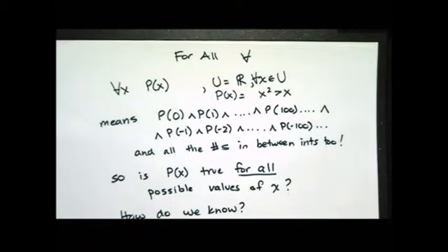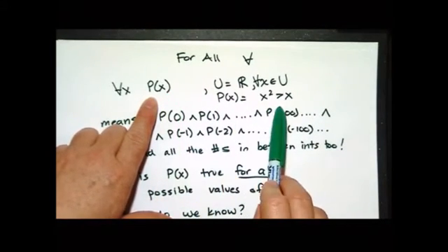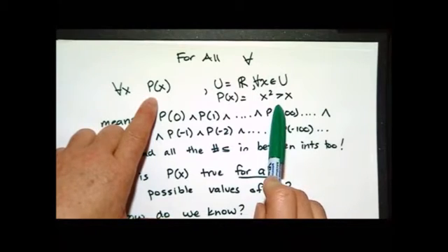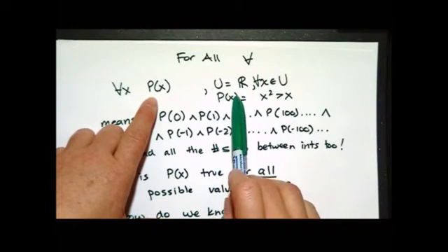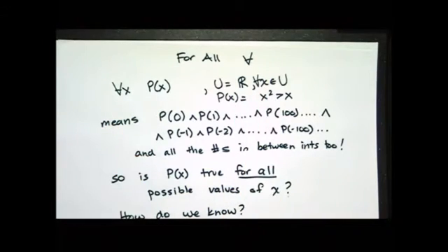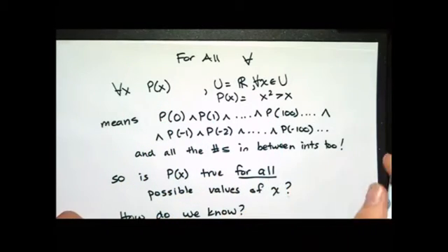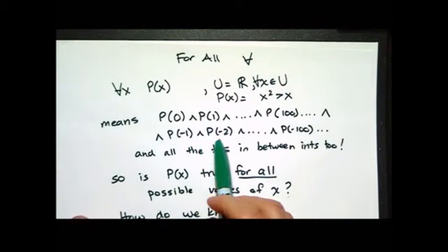So if I have, for all x, p of x, and let's say p of x is one that we've already looked at, x squared greater than x, the universe of discourse we're looking at is the real numbers, so all the x's are in the real numbers. What this actually means, this is shorthand for writing p of 0 and p of 1 and p of 2 all the way up to p of 100 and so on, and we end it with all the negative numbers and also all the real numbers in between all those.